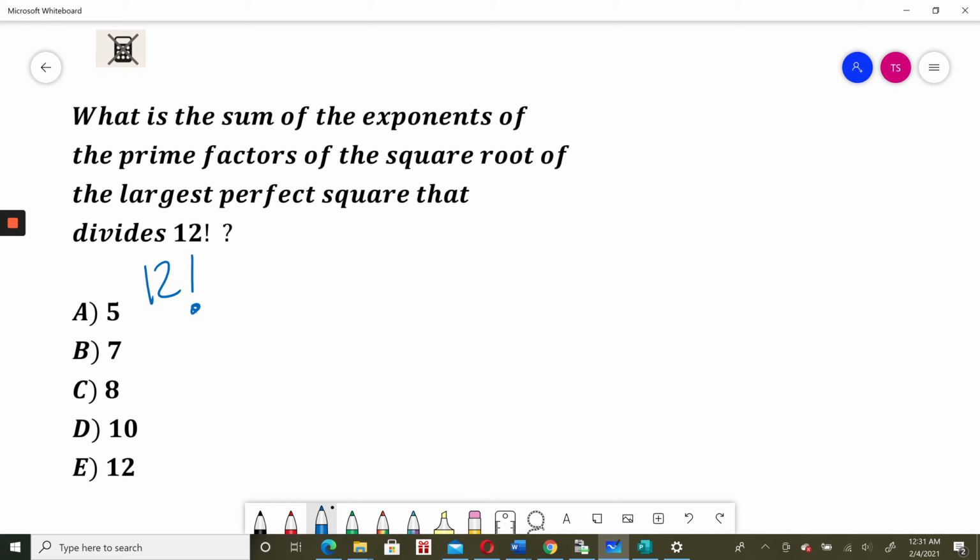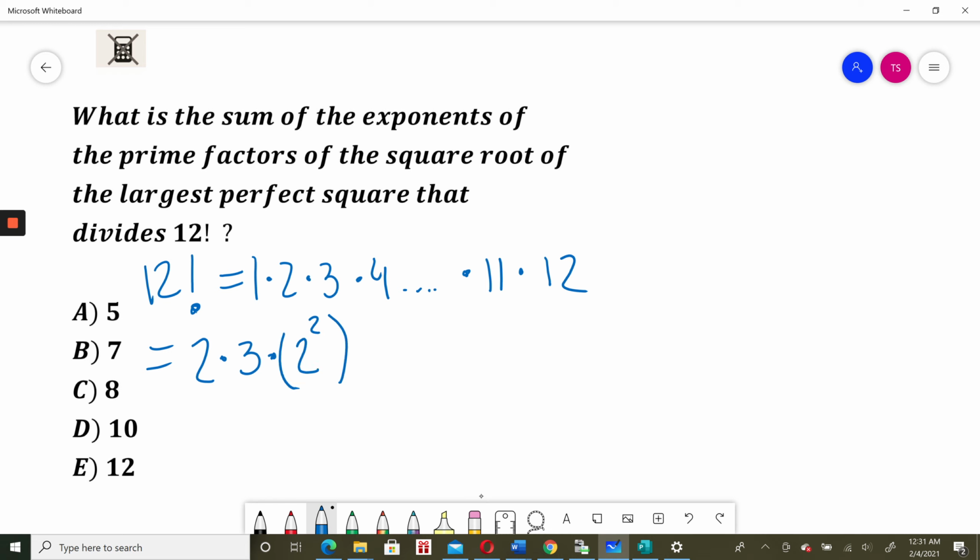12 factorial, very slowly, is just 1 times 2 times 3 times 12. So this will be just 2 times 3 times 4. Prime factorization of 4 is just 2 squared. Times 5 times 6, 2 times 3. Times 7 times 8. 8 I will write as 2 cubed, prime factorization. Times 9, 3 squared.